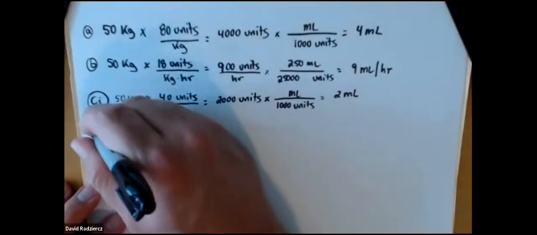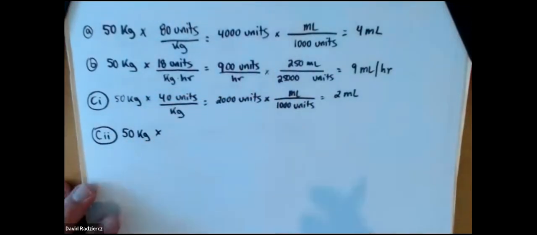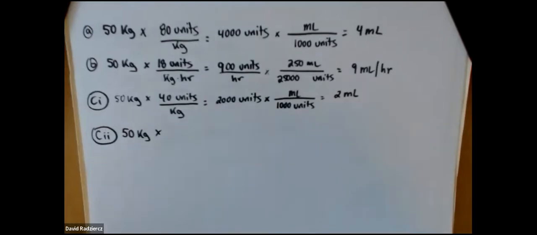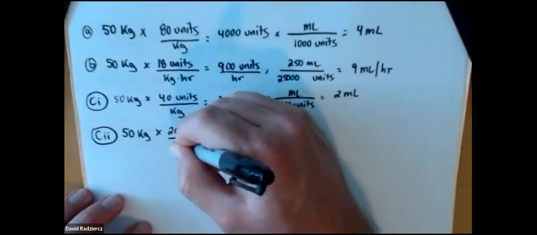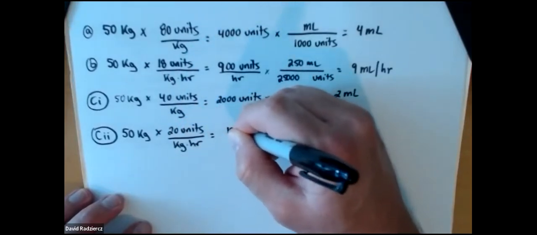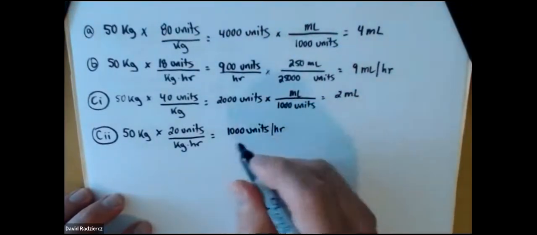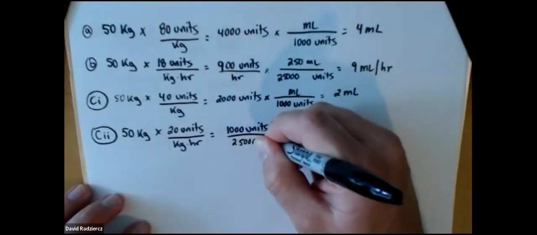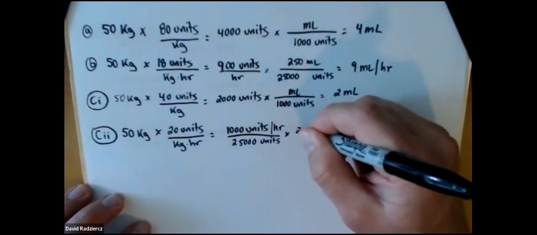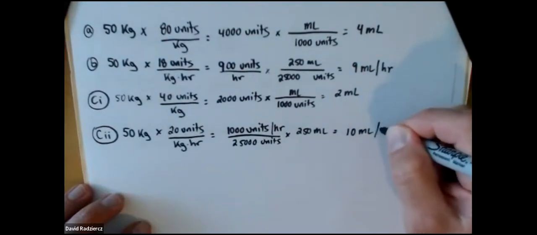And then for part 2 of C, again, same patient weight. It says to increase by 2 units per kilogram per hour. If our initial was 18 units per kilogram per hour, then we're going to increase it to 20 units, which will give me 1,000 units per hour. I'm just going to write this a little bit differently, like we were doing earlier. And then I'm going to look at my available. That'll give me 10 milliliters per hour.